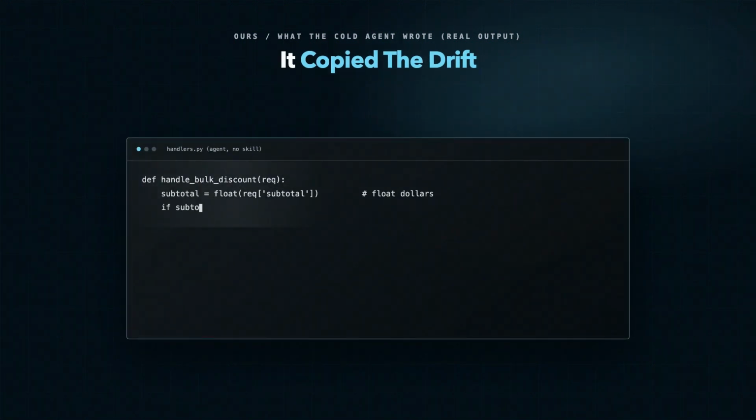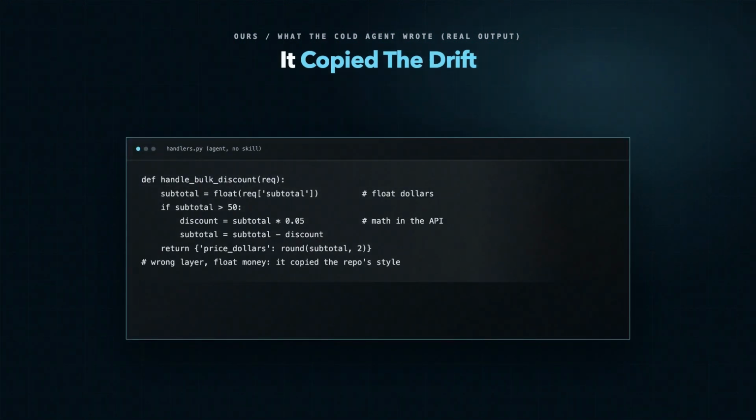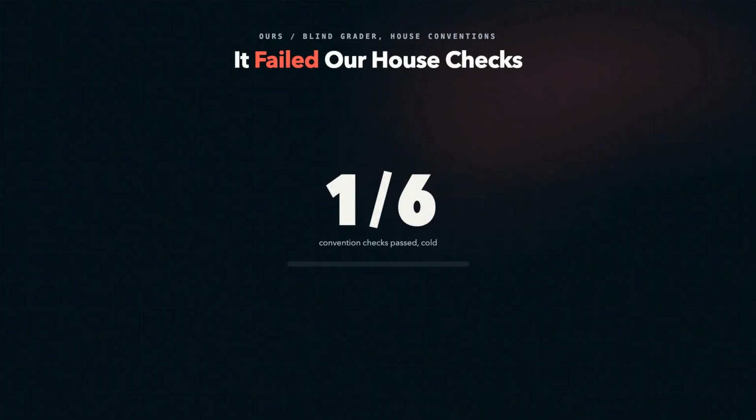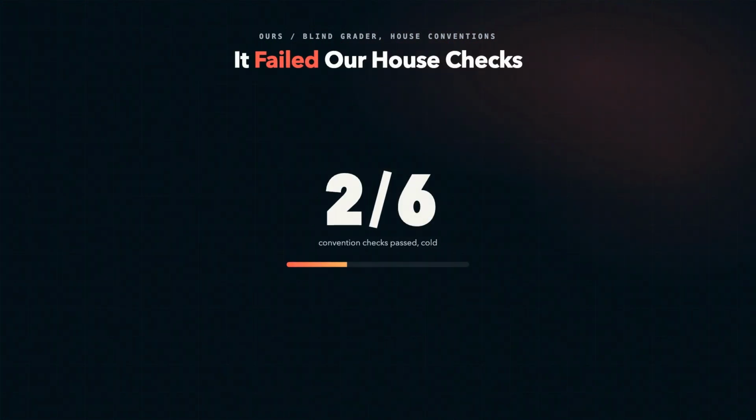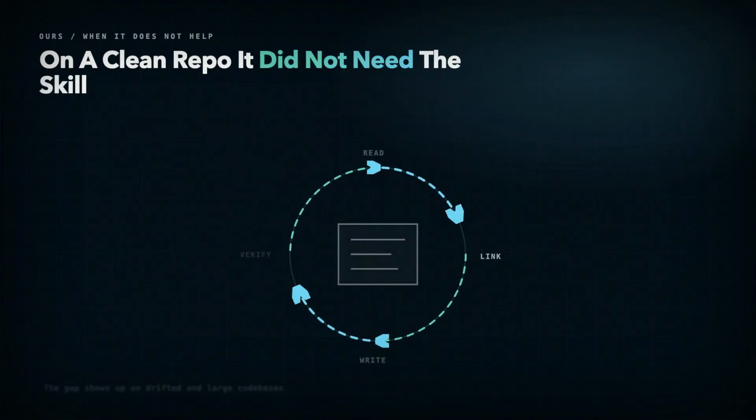Cold, with no skill, the agent did the natural thing. It copied the style already in the repo. Float dollars. Math in the wrong layer. Our conventions ignored.